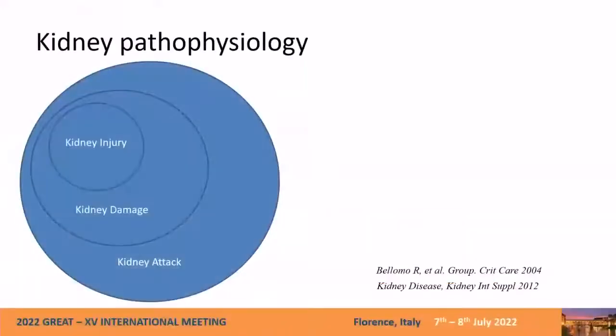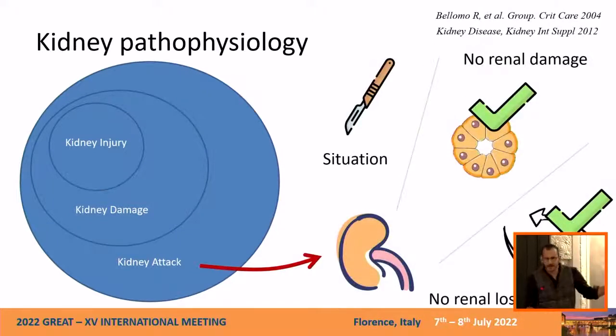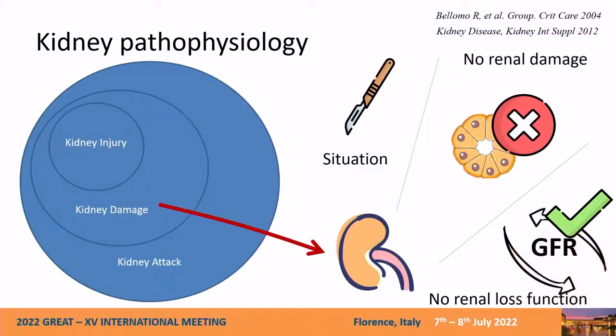patients. First of all, as a quick introduction, the definition of acute kidney injury has evolved a lot in the last decade, and KDIGO proposed a new definition based on 3 different entities. The first one is kidney attack. Kidney attack is a situation at risk for the kidney, but you don't have any damage, you don't have any renal loss of function. Kidney damage is the HFpEF of the nephrology. We can call it subclinical acute kidney injury. You have a renal damage, but you don't have any renal loss of function.